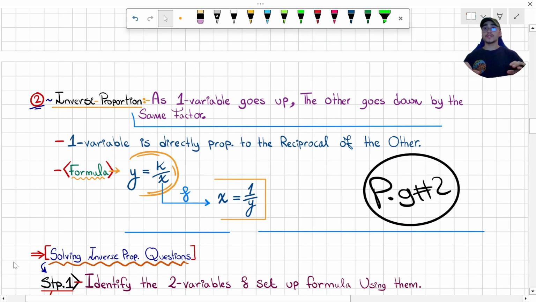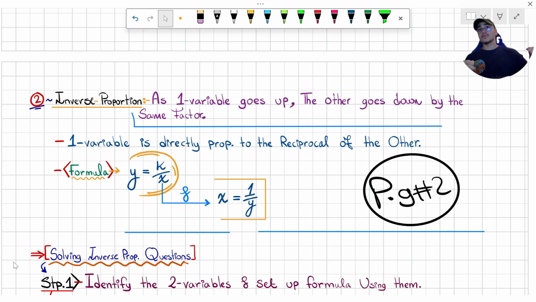Before the examples, let's understand inverse proportion. Inverse proportion is the opposite of direct proportion. As one variable goes up, the other one goes down by the same rate. Suppose the rate at which I give you pens is inversely proportional to the rate at which he loses pens. So the more I give, the more he loses. Inversely proportional: as one variable goes up, the other one goes down by the same rate.